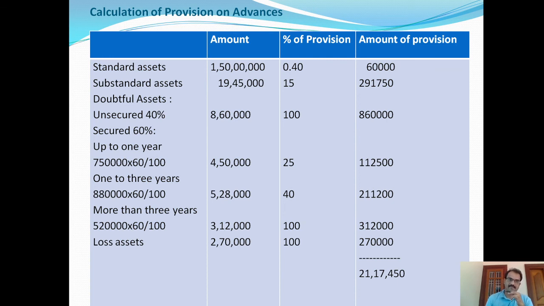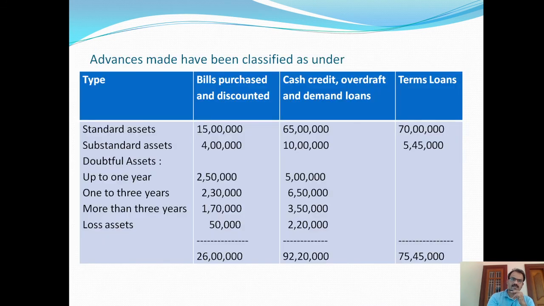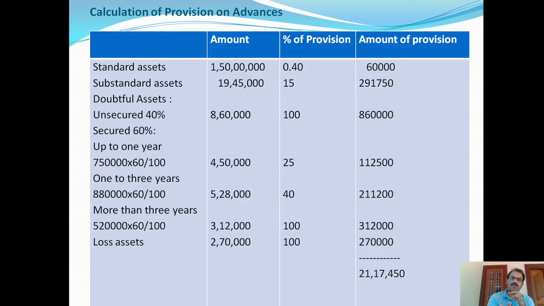So, calculation of provision on advances. Standard assets: 15 lakhs plus 65 lakhs plus 70 lakhs is equal to 1 crore 50 lakhs. For standard assets, 0.4% provision is required. We have already discussed in the class how much provision is required for each type of asset. So 1 crore 50 lakhs into 0.4% is equal to 60,000.